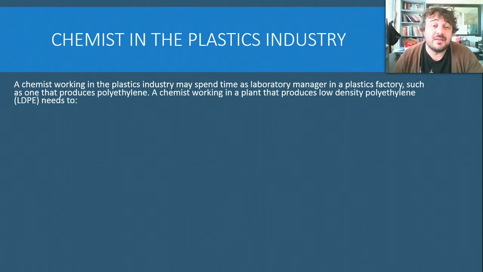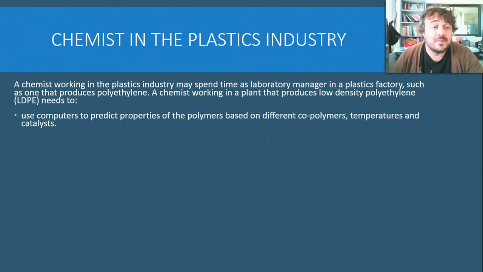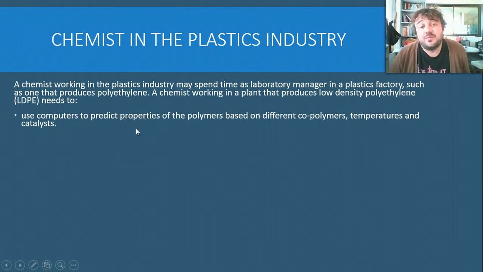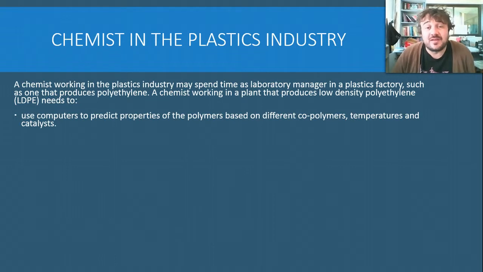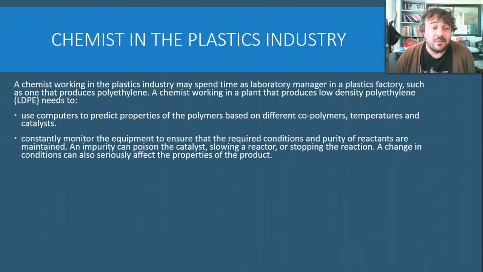Okay, so in this case, we're talking about one that produces polyethylene. Now, the chemist working in that, in particular the lab management, will need to use computers to predict the properties of the polymers based on different copolymers, temperatures, and catalysts. So, how it's being made. They've got to predict the properties. They will constantly monitor the equipment that's making it.